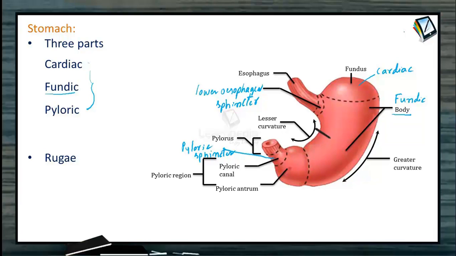And it shows towards inner side a concave surface. It is also called a lesser curvature. To its outer side of this bag-like structure, the convex side is called greater curvature. It is to the outside of the stomach and this one is towards inside of the stomach.